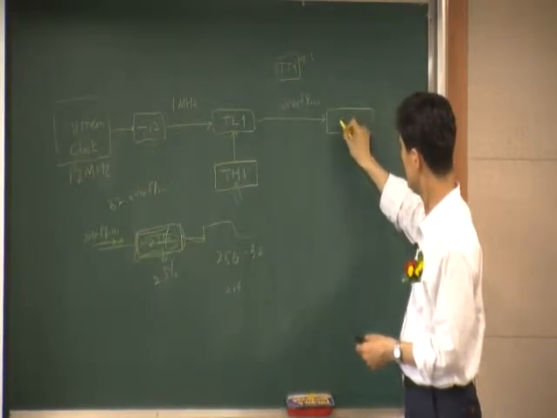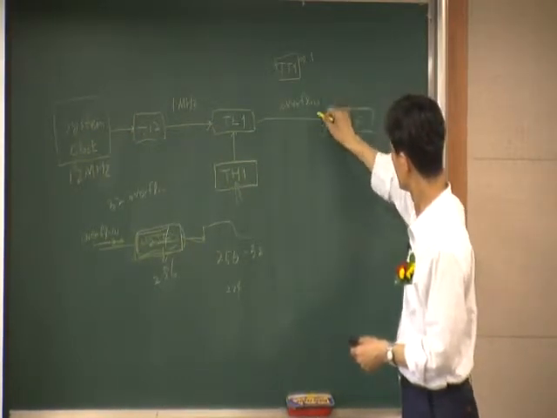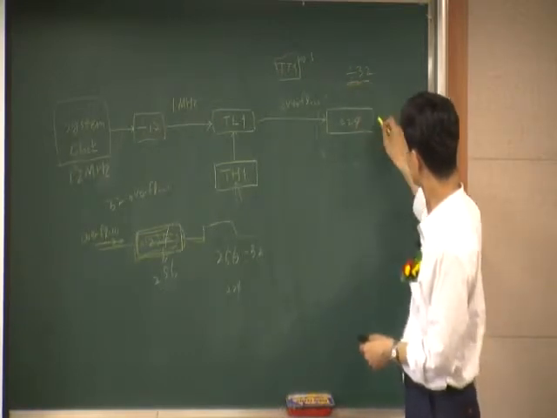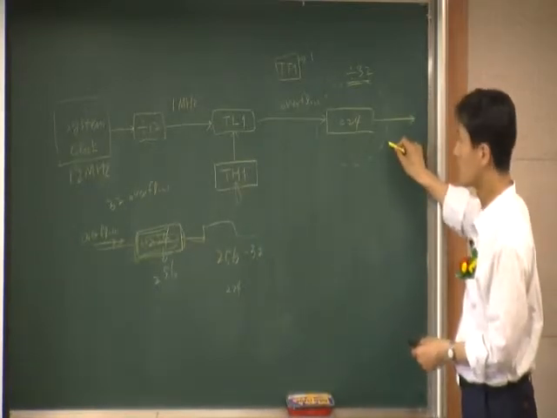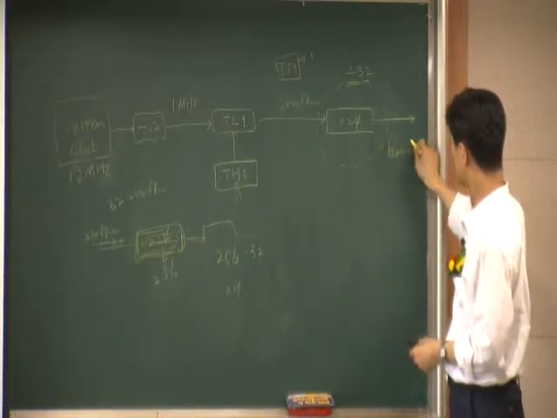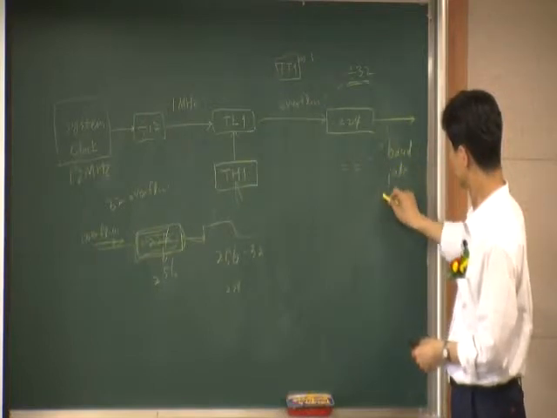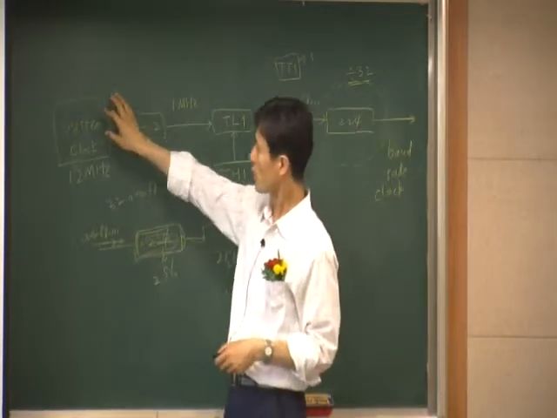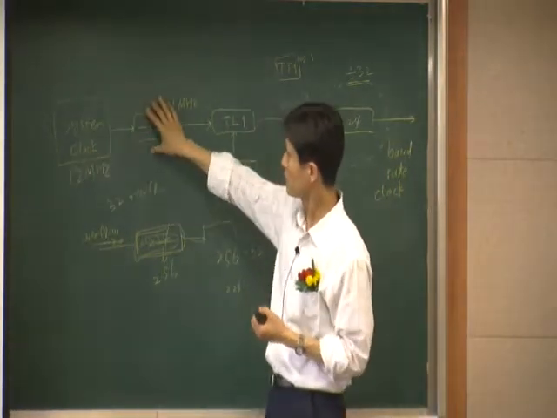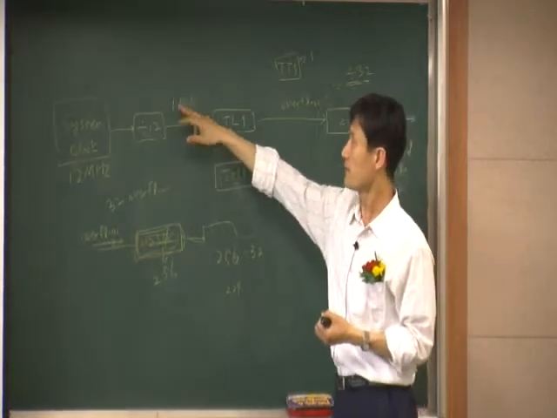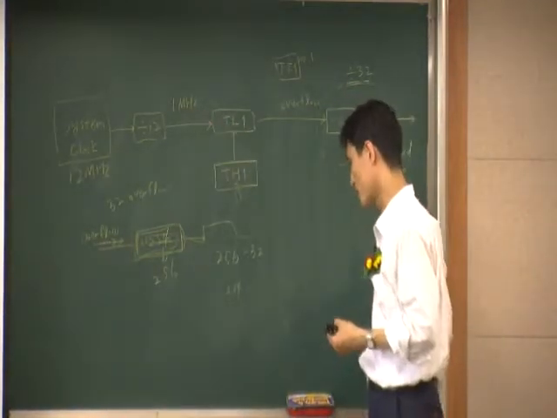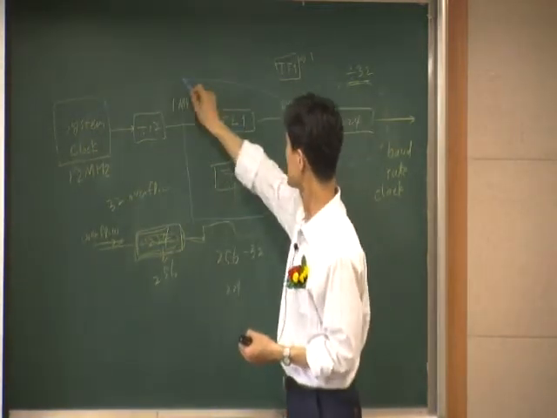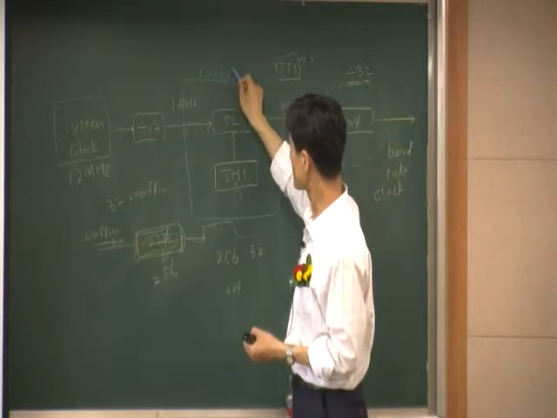Simply speaking, this is the hardware. We have the original system clock, 12 megahertz, divided by 12, making a 1 megahertz clock. And this 1 megahertz clock goes into the timer. Right here is the timer hardware.